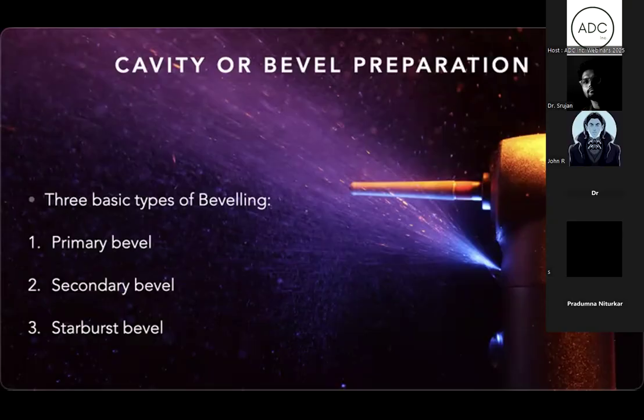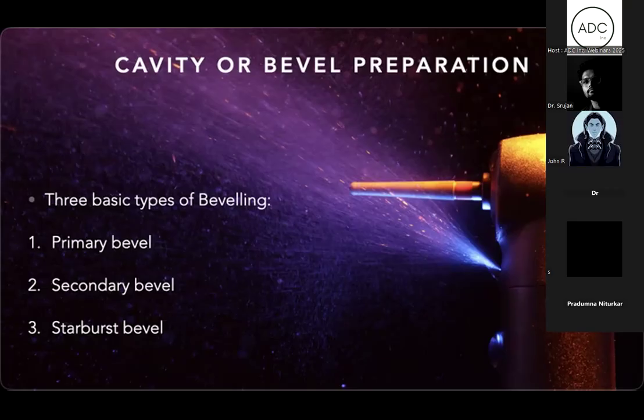Because cavity is something which we have learned as it has specific walls, it has cavo-surface margin and all of that. Beveling is a term which is more suitable, especially for anterior teeth, because we are just reducing the tooth structure in a specific angle. And why do we do that? Let's learn. So there are three basic types of beveling: primary, secondary, and starburst or tertiary bevel.